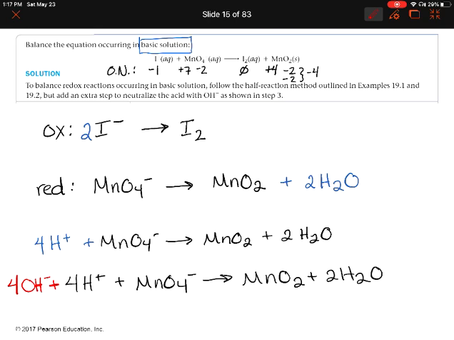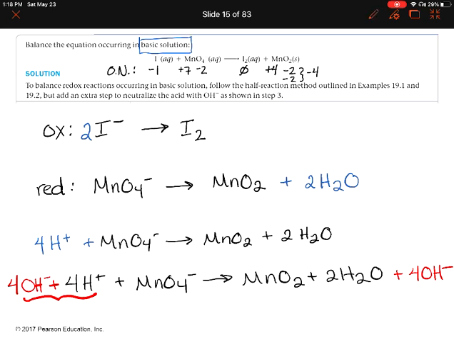Now, what's great about that is, remember, hydroxide ions and hydrogen ions make water molecules. So we can just turn this back into water. However, because we added 4 hydroxides on the left, we also have to do the same thing on the right so that the oxygens and hydrogens will all be balanced on both sides because we want atoms to balance.